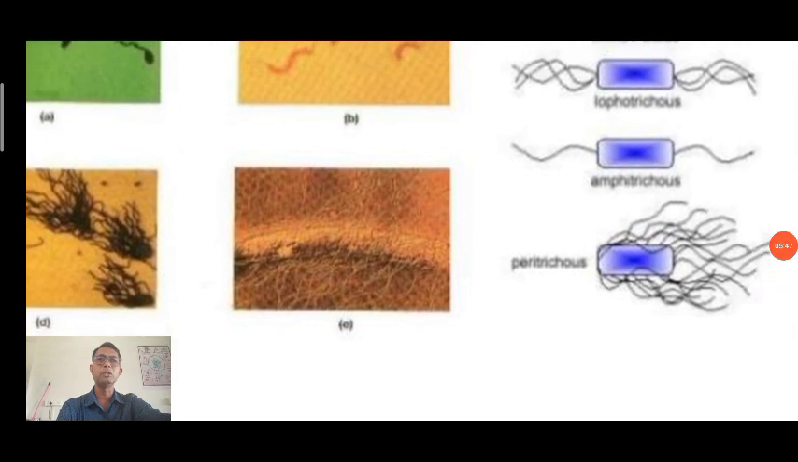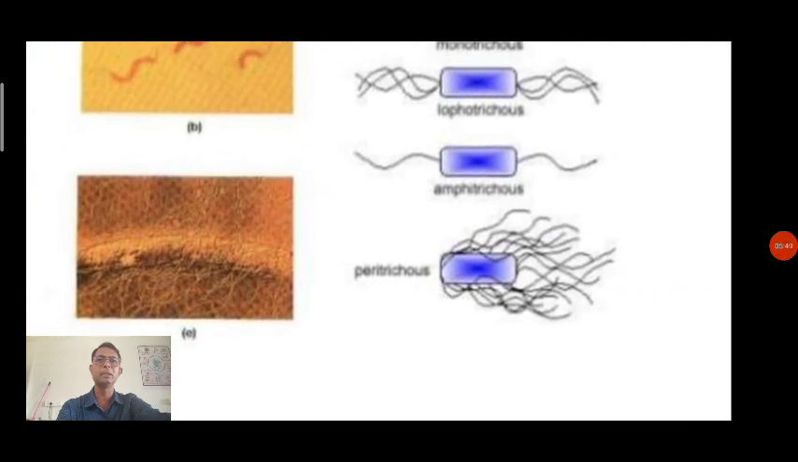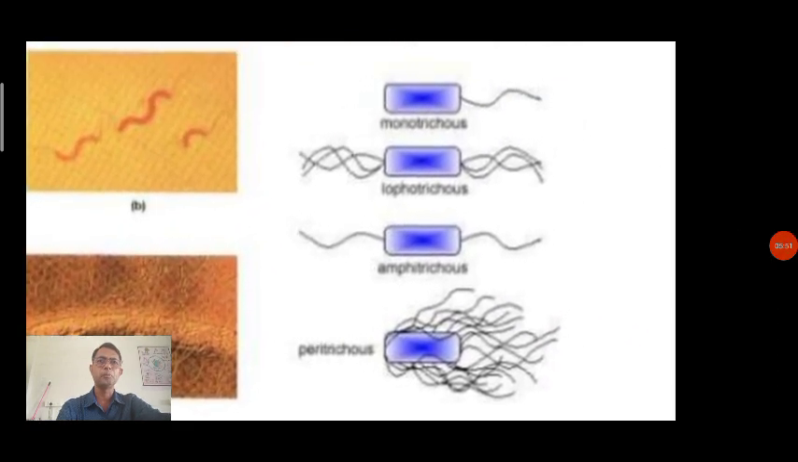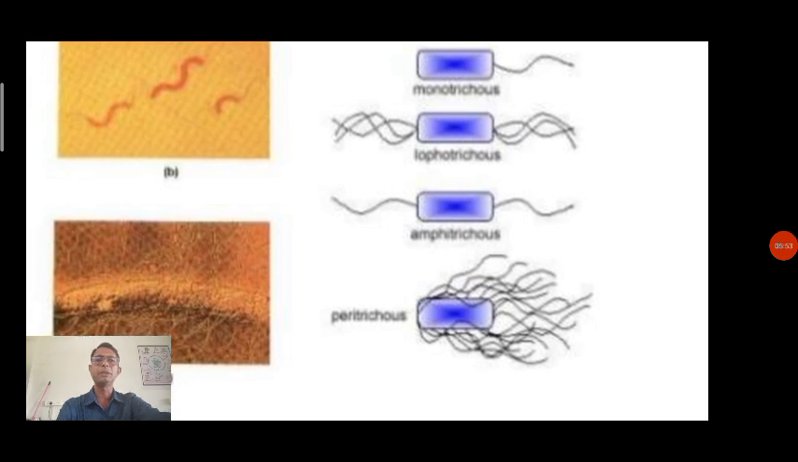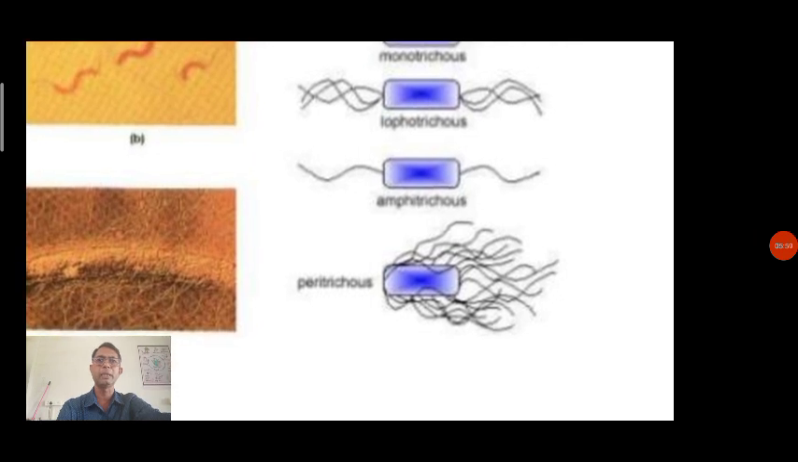Now in some bacteria you can see a single flagella is present, but it is present on both sides. So amphitrichous is the name given to this type of bacteria.